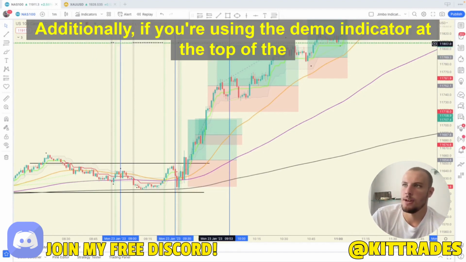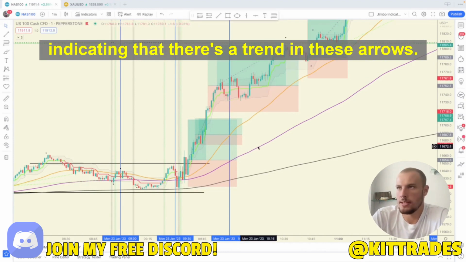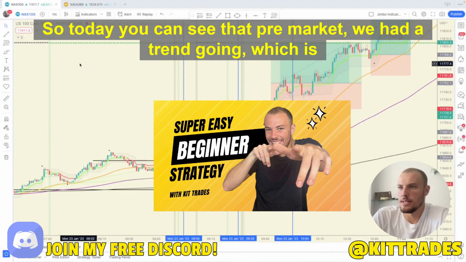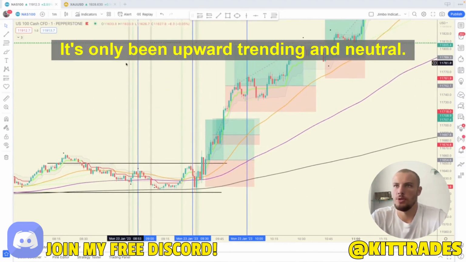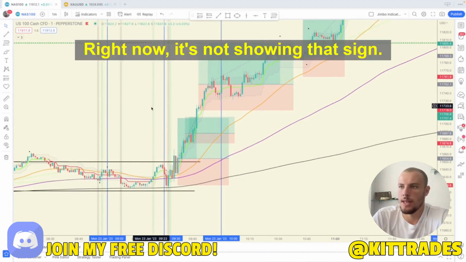Additionally, if you're using the Jimbo indicator at the top of the screen here, you can see these green arrows, which are obviously indicating that there's a trend, and these arrows detect the trajectory of the VWAP and the EMA to determine that. So today you can see that pre-market, we had a trend going, which is good because that means that there's not a bunch of confusion. It's only been upward trending and neutral. So we don't have to worry about any huge reversals right now, or it's not showing that sign.